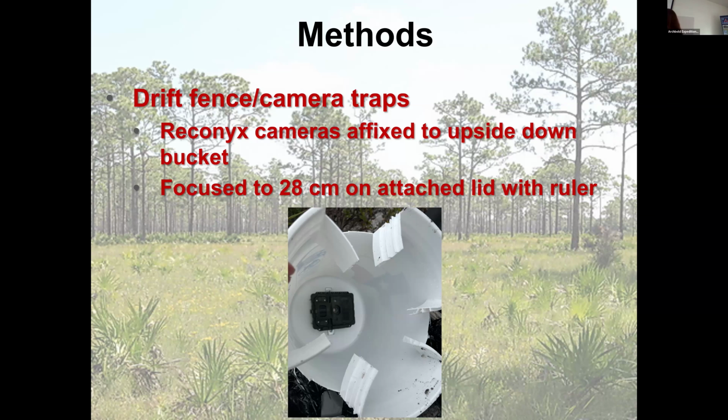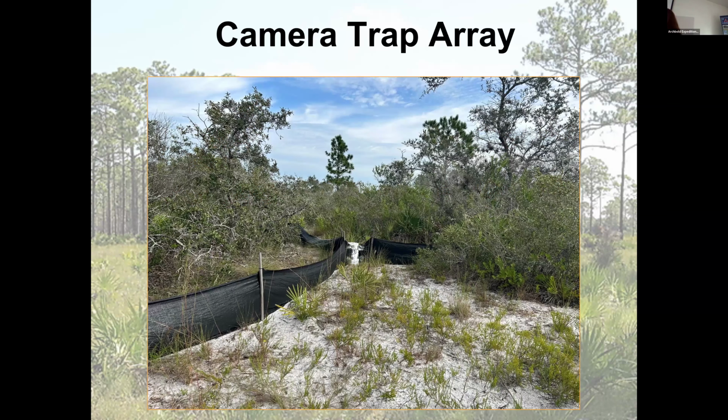And so that's what those look like. So you can see the 3 fences, and then there's that upside down bucket. Unfortunately, we only have 1 bucket per trap because the cameras are very expensive. So only the center has the camera. The ends do not.